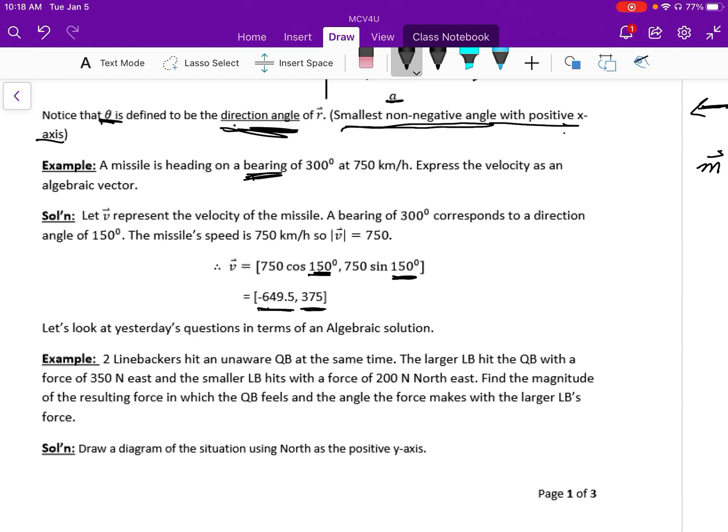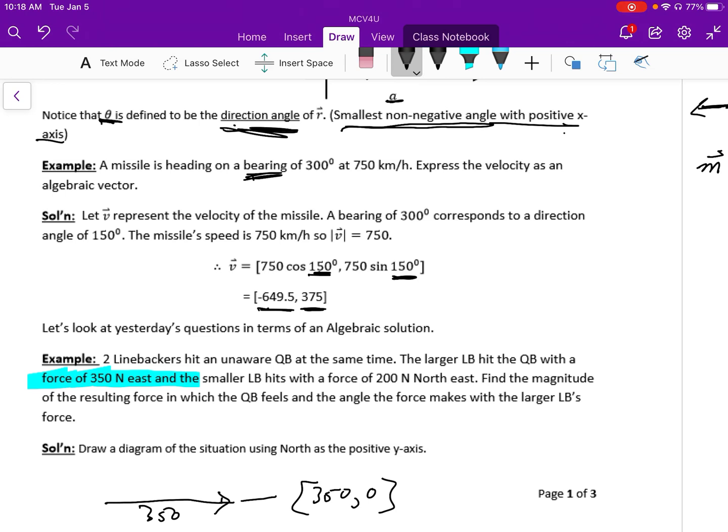Okay, so again, taking a look at the example that we have with the linebackers, they're hit. We've got a 350 east. Let's take a look at that one first. Now, resolving this one first is pretty simple, actually. There's not a lot of calculations to it. We know it's 350 newtons east. Well, it's right there, 350. How do you get that along the x-axis? It's pretty simple. You've got 350 along the x-axis, 0 along the y. If you worry about a 0-degree angle, you'll get the same result.